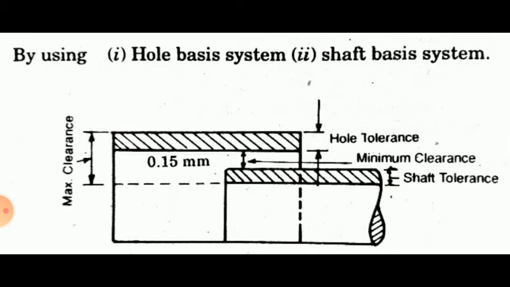So this is a diagram. So the hole tolerance, then the minimum clearance. See the minimum clearance and maximum clearance. Maximum clearance is the maximum limit of the hole and the minimum limit of the shaft. And minimum clearance will be the lower limit of the hole and the upper limit of the shaft. That value is also given.